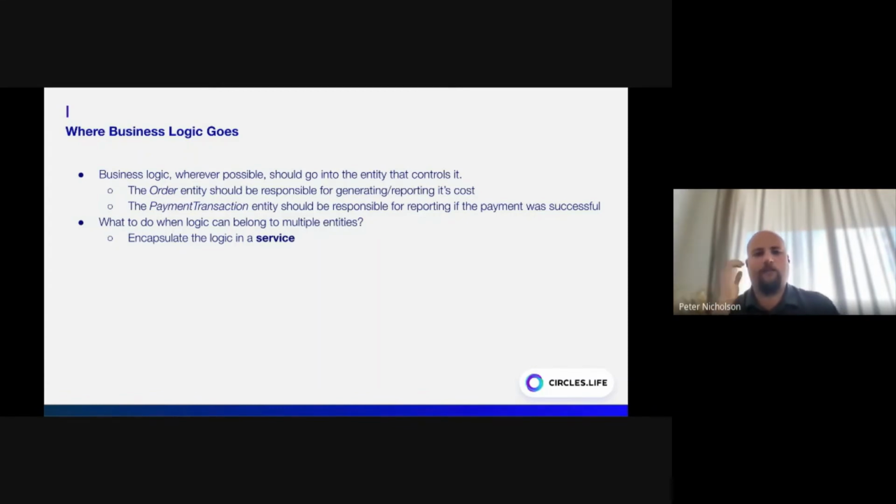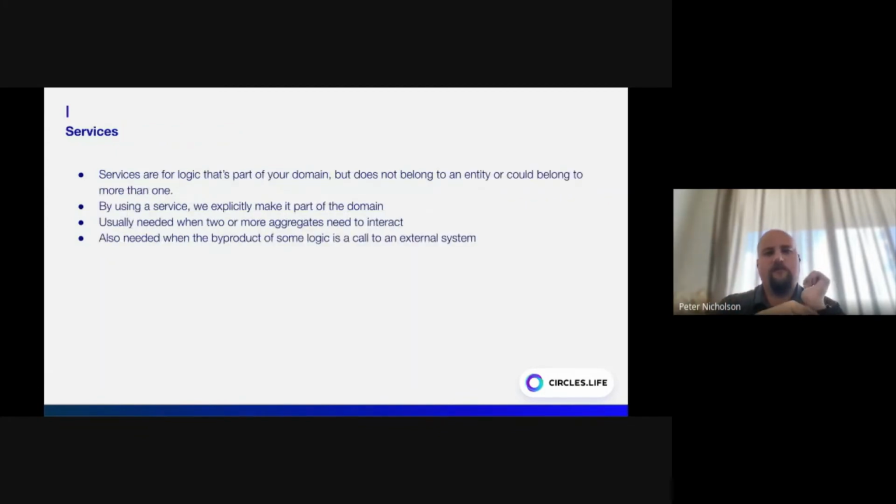But what happens when logic can belong to multiple entities? When that happens, we encapsulate that logic in a service. So our services are for logic that's part of our domain, but either does not belong to an entity or can belong to more than one. And by creating these services, we explicitly make it a part of our domain. This is usually needed when two or more aggregates interact, or when the business flow at that moment needs to make a call to an external system.